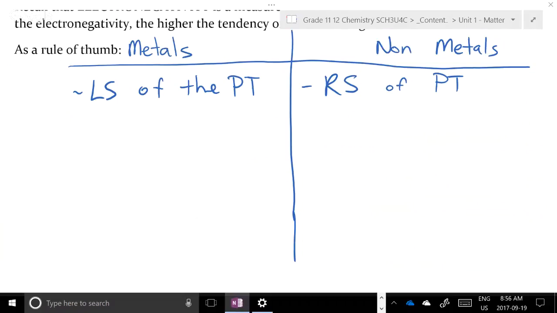Now, if the goal of an atom, and we're going to talk about this, is to have, what does an atom always want to have? What's its goal? Good. They want to have a full valence shell. And you can think of it like this.